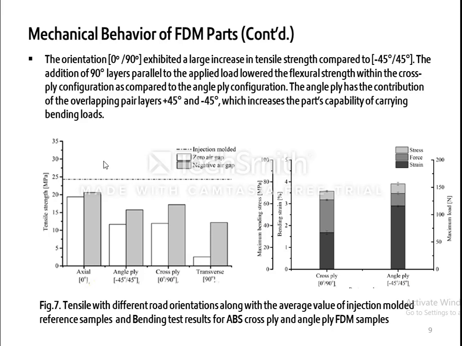The orientation, like 0 degree by 90 degree, exhibited a large increase in tensile strength compared to negative 45 degree by positive 45 degree. The addition of 90 degree layers parallel to the applied load lowered the flexure resistance within the cross ply configuration as compared to the angle ply configuration. The angle ply has the contribution of overlapping layers with positive 45 degree and negative 45 degree, which increase the part's capability of carrying bending loads.